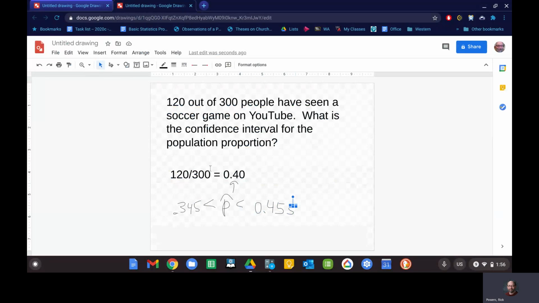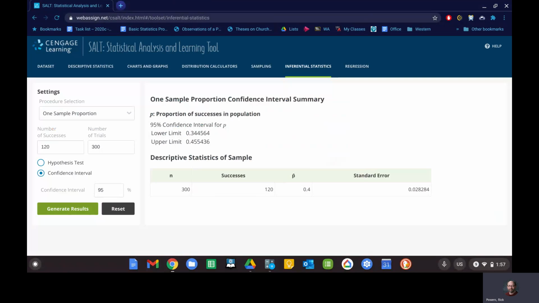So now what I'm saying is that this is the population proportion. The population proportion is between those numbers. This was my p hat, the sample proportion, which is 40%. But now the population proportion is between these numbers. So I'm doing what I want to do. I want to find the population proportion number, even though I just have a sample. All right, so that's how to find the confidence interval for a proportion.